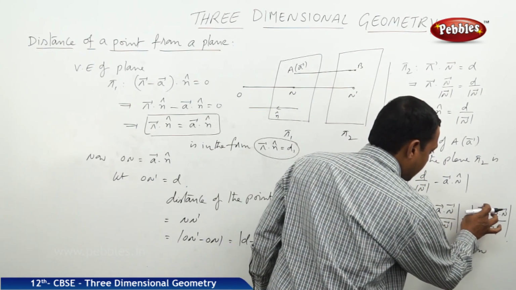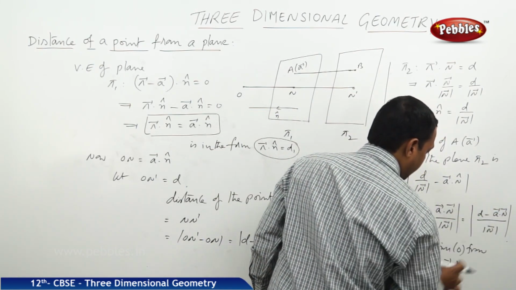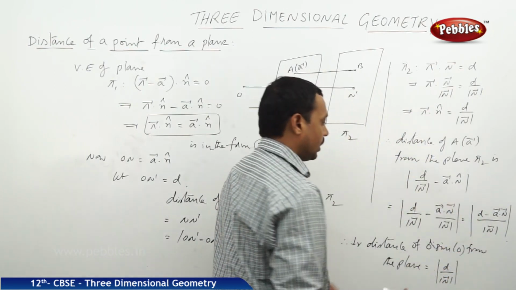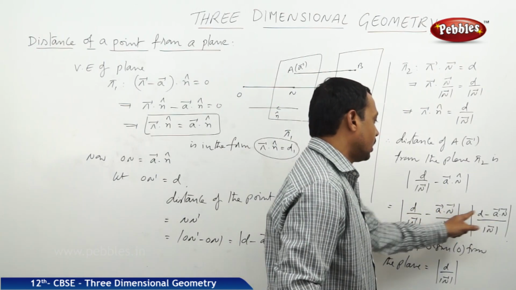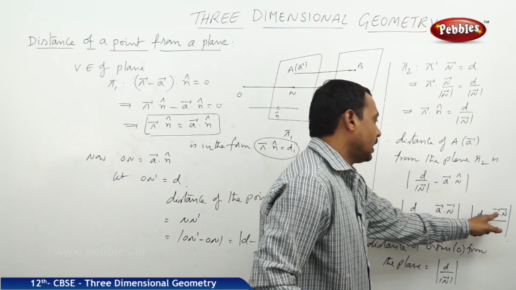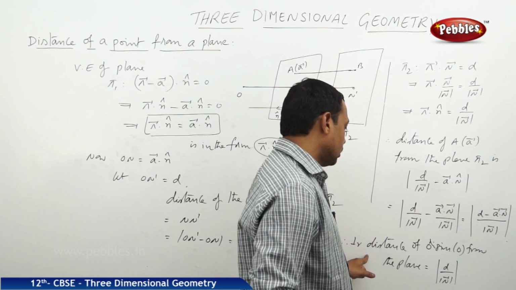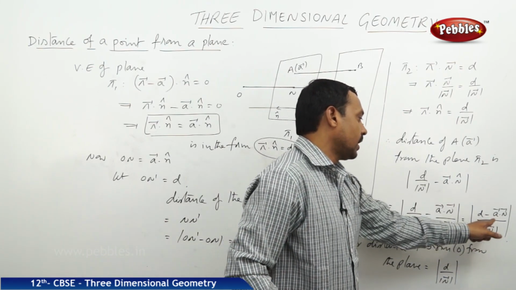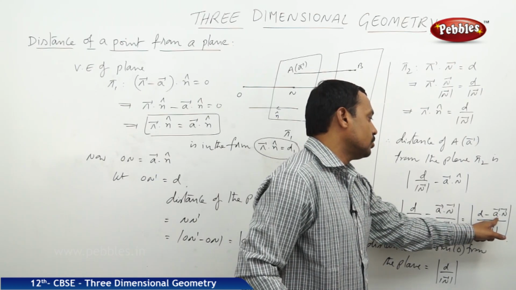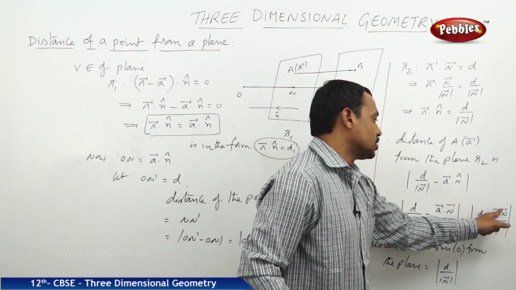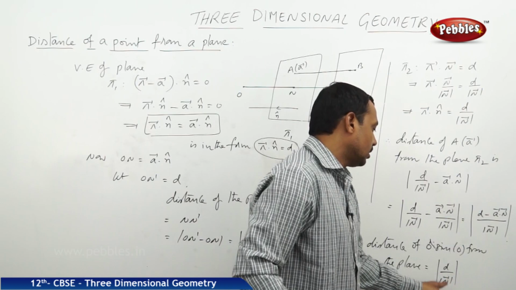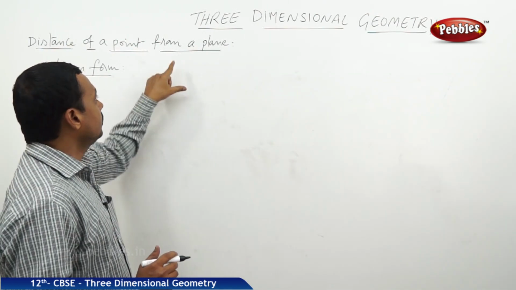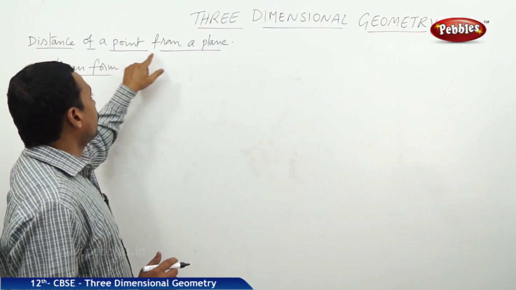Actually, D is a scalar quantity, not a vector quantity. So, D is a scalar quantity. D minus A dot n by mod n. Now, here A bar becomes 0 bar because we are going to find the distance from the origin to the plane. Hence, it becomes 0 bar dot n, that is 0, so D minus 0, D by modulus of n vector. We have proved the distance of a point from the plane.